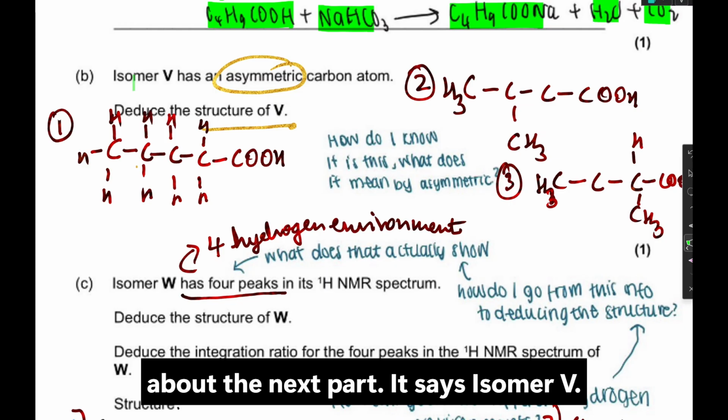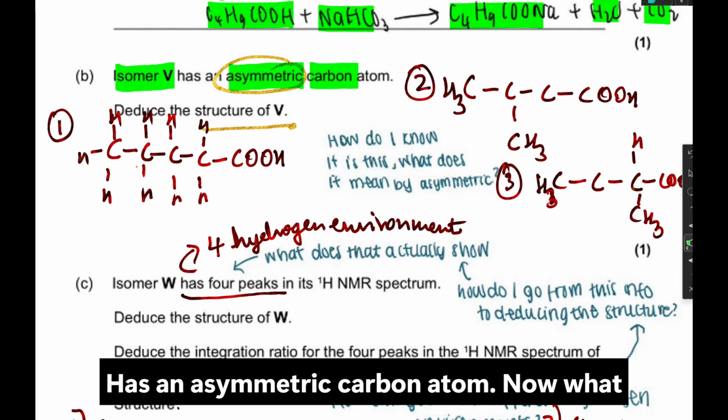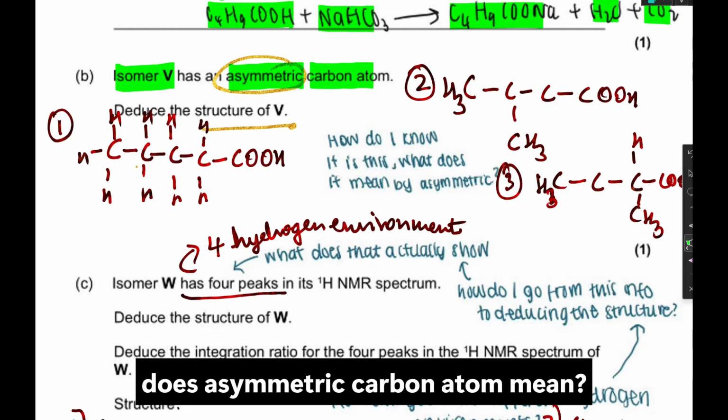Now let's talk about the next part. It says isomer V has an asymmetric carbon atom. Now what does asymmetric carbon atom mean?